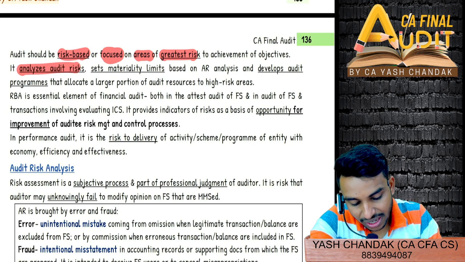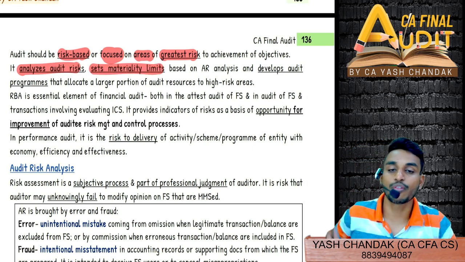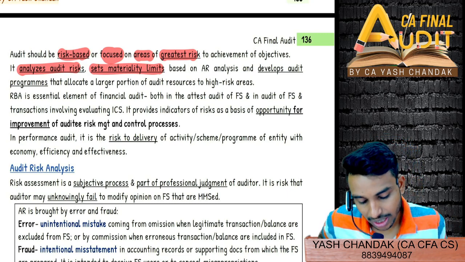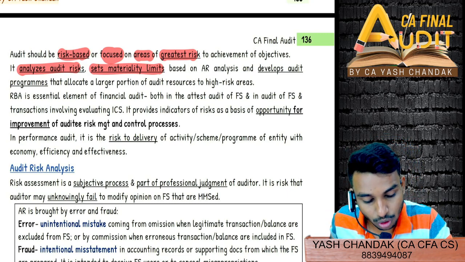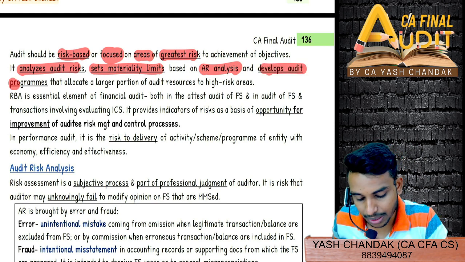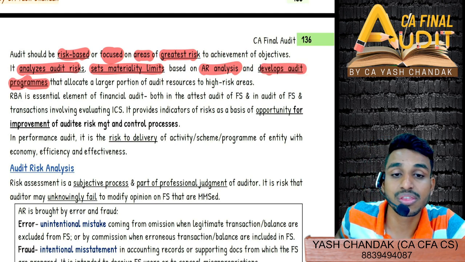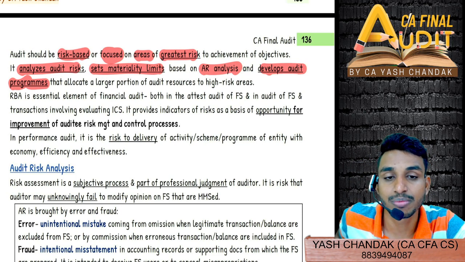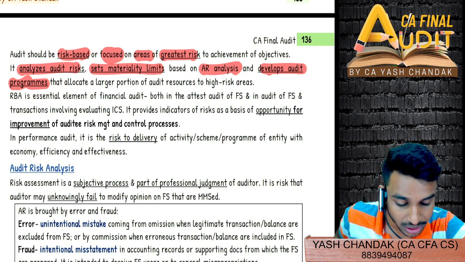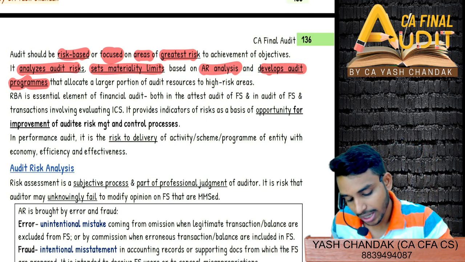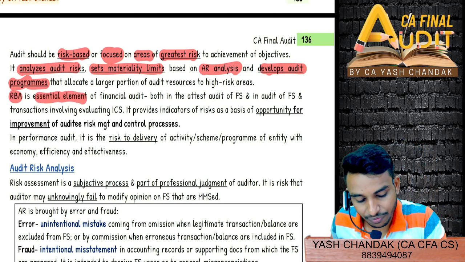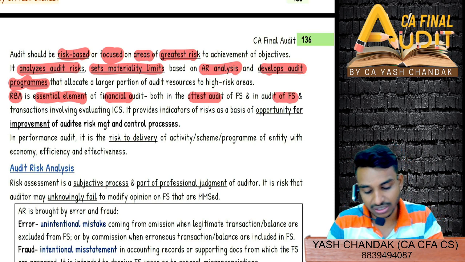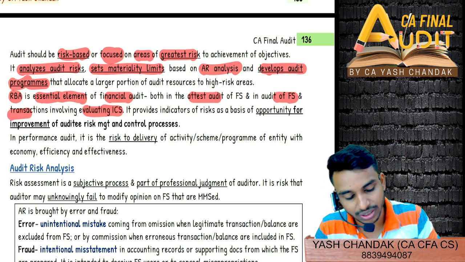Analyzes audit risk, sets the materiality limit. So you analyze the risk of giving an inappropriate audit opinion, you then set your materiality level based on your audit risk analysis, and accordingly develop the program that will be allocated the necessary resources. Your resources, your staff, your timings, everything which has been allowed will then be circulated among this audit program. And then risk-based audit is an essential element of financial audit, both in attest audit as well as audit of financial statement, and transactions involving evaluation of internal control.